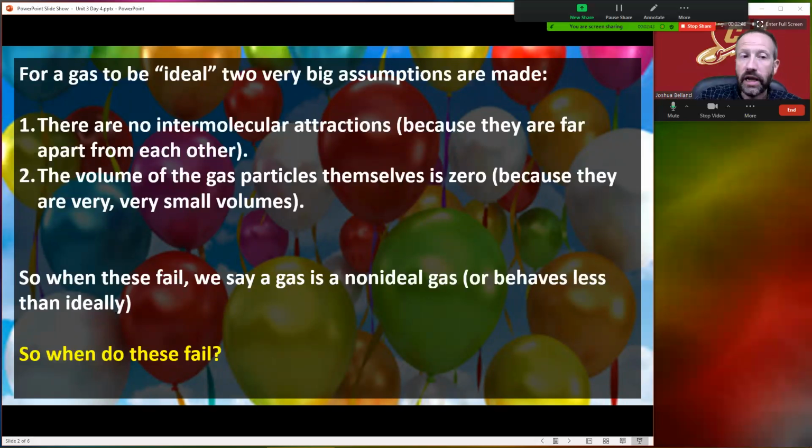So when these assumptions fail, we say the gas is a non-ideal gas or behaves less than ideally, or some vocabulary like that, that's when we need to consider these topics. So we're going to focus our attention on these two assumptions and when these assumptions fail.